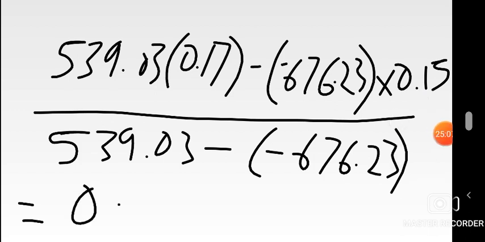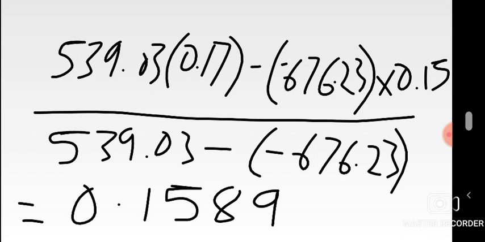I'm getting this answer when I punch everything: 0.15889. Okay, I'll just end there. I've rounded off to just 4 decimal places, which is okay. That's the maximum you can put. We're looking for a percentage, since a rate is usually a percentage.